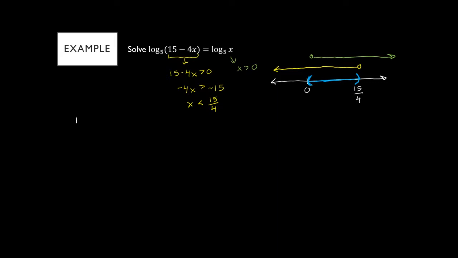So I'm going to write down our problem. We've got log base 5 of 15 minus 4x equals the log base 5 of x. It has the same base, so the insides are equal to each other. This tells us that 15 minus 4x is equal to x. In this case, for solving, I'm going to move my 4x to the right since I've already got the x by itself on the right. So I'm going to add 4x.